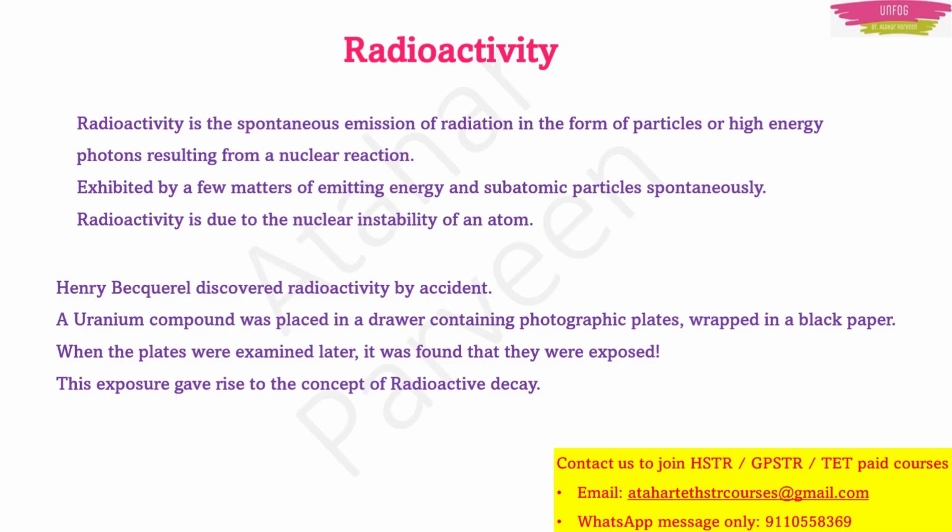Later when the photographic plates were taken out for an experiment, when they examined these photographic plates, it was found that those photographic plates were exposed. Exposed means some light was falling on them. This exposure gave rise to the concept of radioactive decay. Nothing else was there in the drawer. Uranium was there and photographic plates were there. Now from where will that light come? It should come from uranium only, right? So that's why they concluded that there is some decay happening in the uranium. The decay was called radioactive decay.